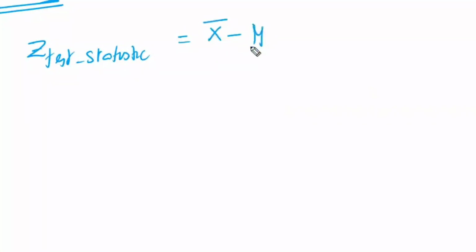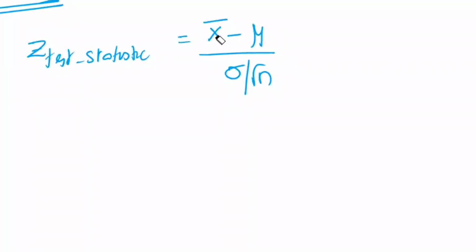Now, what is meant by the Z test? You have to calculate the Z test statistic value, that is nothing but the sample mean minus mu, divided by sigma by square root of n. This is the Z test statistic. Z score is different: X minus mu divided by sigma is the Z score. That is different. This is the Z test statistic.